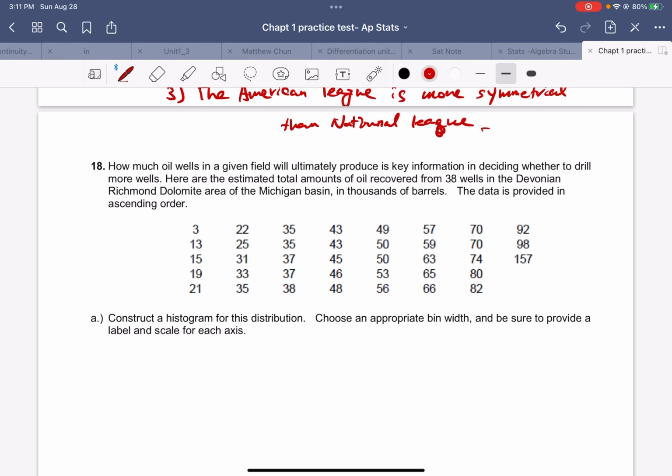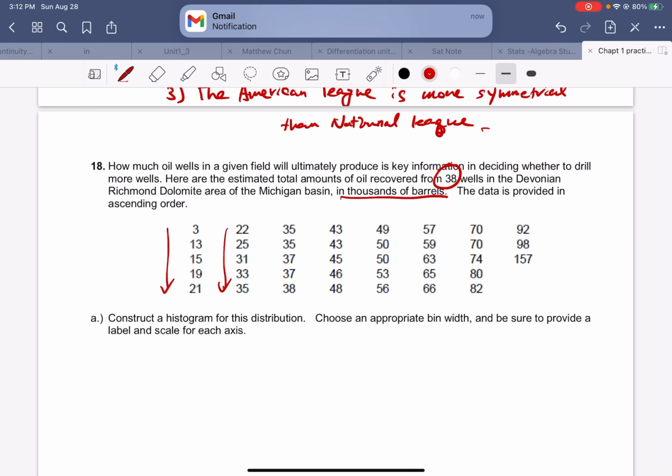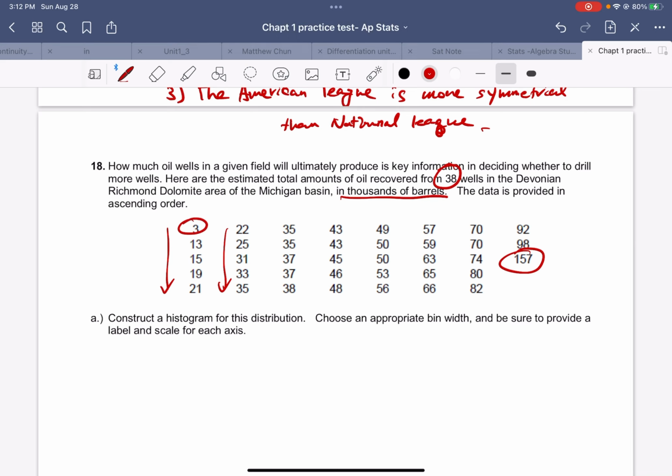Number 18, how much oil wells in a given field will ultimately produce is key information in deciding where to drill more wells. So here are the estimated total amounts of oil recovered from 38 wells in the Devonian Richmond Dolomite area of the Michigan Basin in thousands of barrels. Now, the data is provided in ascending order. So they put it in ascending order, so the maximum is like this, and then the minimum is like that.